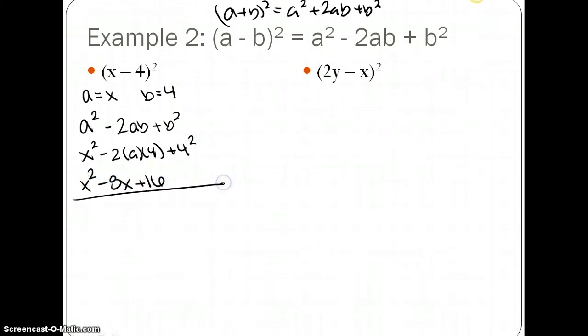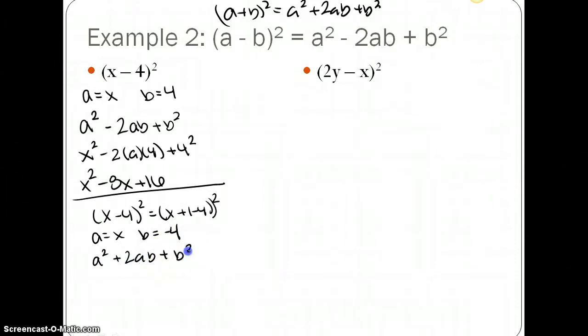Now I will say that if you cannot remember the second formula of a minus b, you can rewrite x minus 4 squared into x plus a negative 4 squared, where a is x and b is negative 4, and then fill that into the original formula of a squared plus 2ab plus b squared. By doing this, you will get x squared plus 2 times x times a negative 4 plus a negative 4 squared. Any negative number squared is positive, so that gives you the 16. 2 times negative 4 would be negative 8x, and then x squared just stays the same.